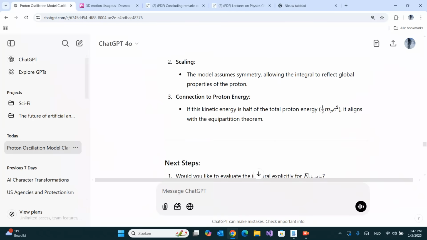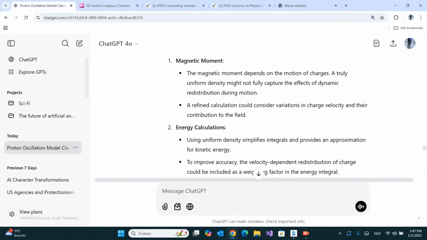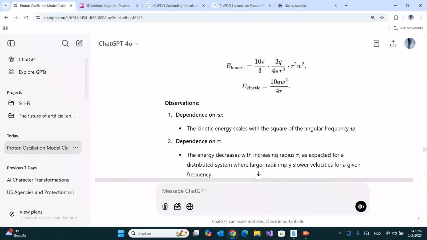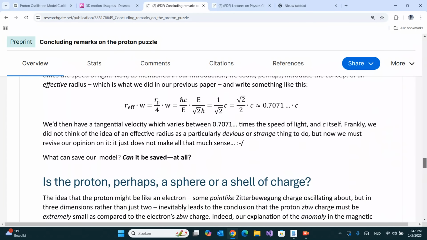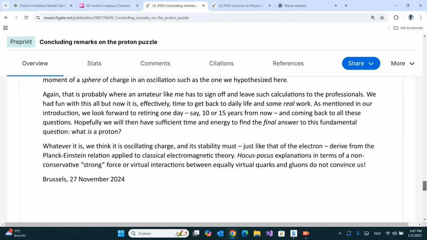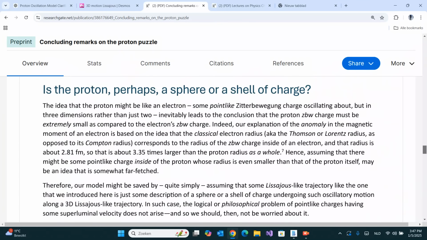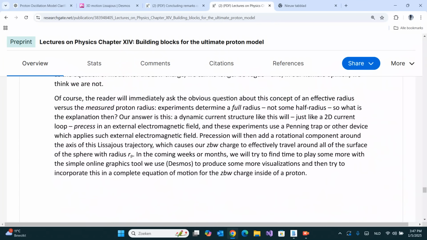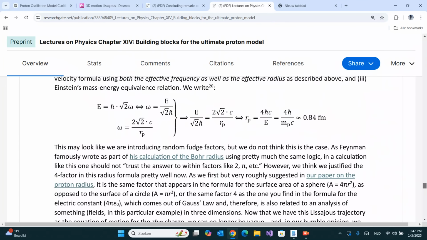I restrain it a bit here, because I first want to have more of a qualitative exploration of this model before we do these calculations and see if they're consistent with the calculations I did in this paper, which are heuristic, I would say. Let me show these if I have them. Here, perhaps a sphere or a shell of charge. I explored that hypothesis. That's in the concluding remarks. I don't have the calculations of that.